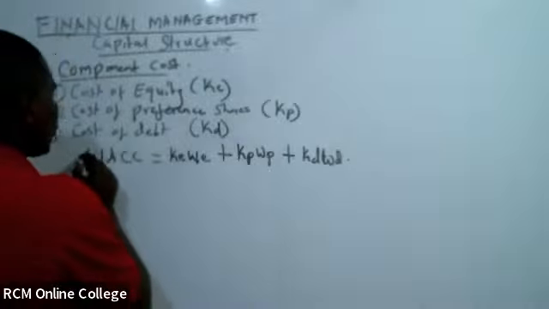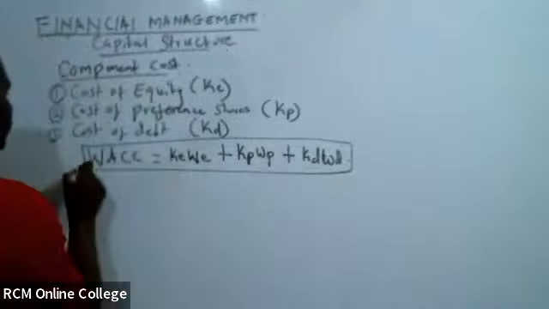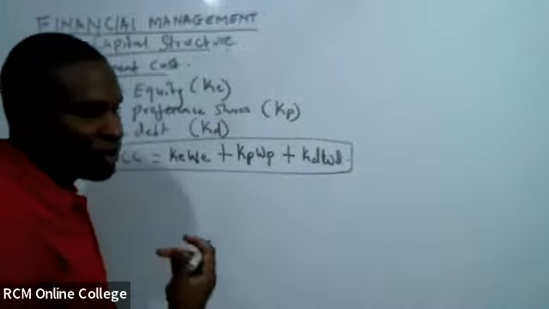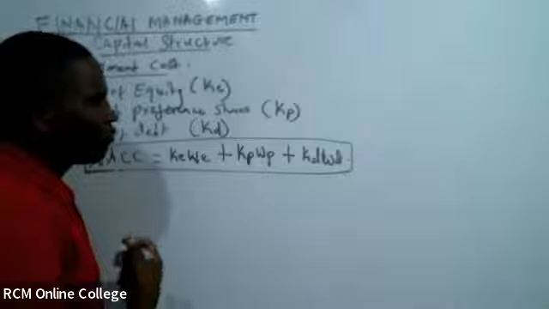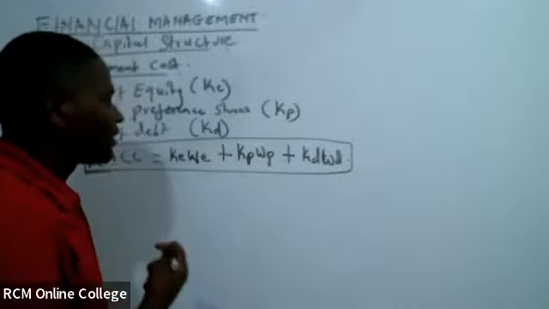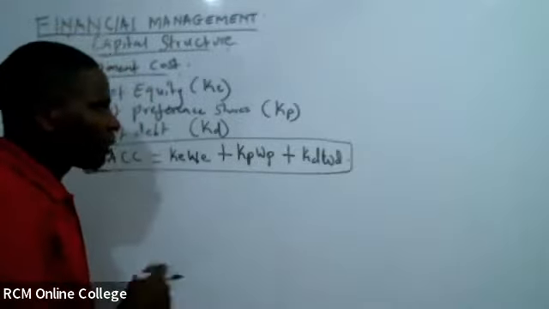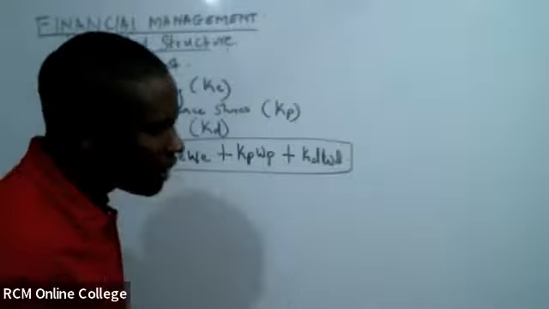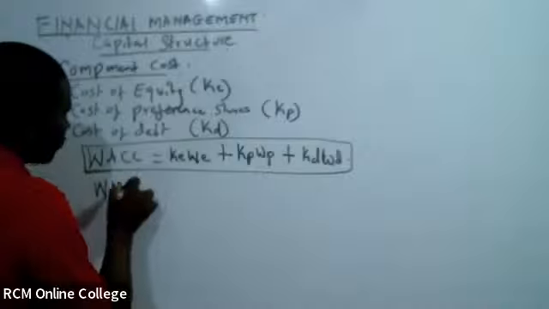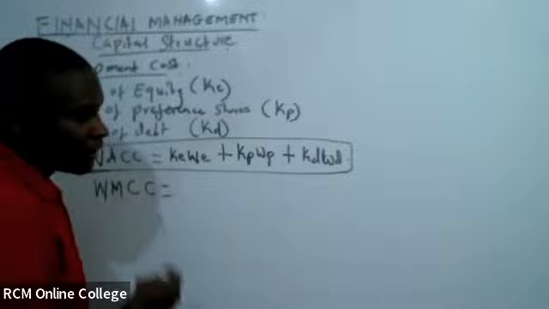So the main goal for us is to arrive at this. First of all, get the component cost. After you get the component cost, it is possible to get the weighted average cost of capital, which is the result of any question given by the exam. That is part one. Part two, the examiner may require you to get the weighted marginal cost of capital.